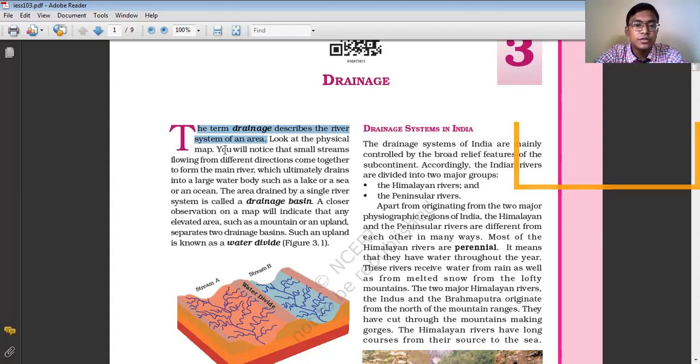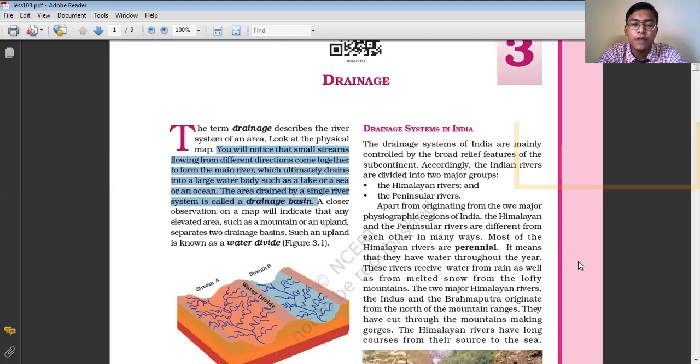You will notice that the small streams flowing from different directions come together to form the main river, which ultimately drains into a large water body such as a lake, a sea or an ocean, and the area drained by a single river system is called a drainage basin. These streams originate at different locations and flow in different directions, and ultimately join the main river, and the main river drains into the ocean or the sea.